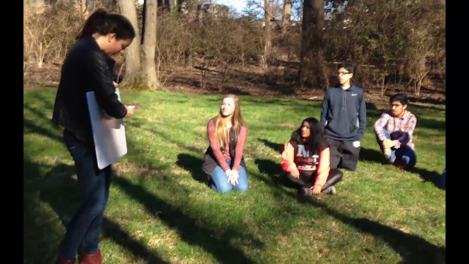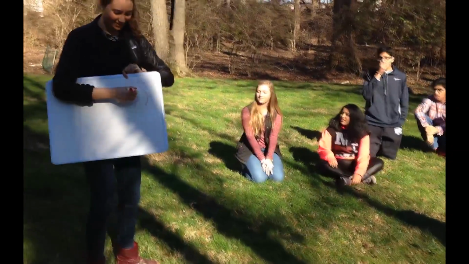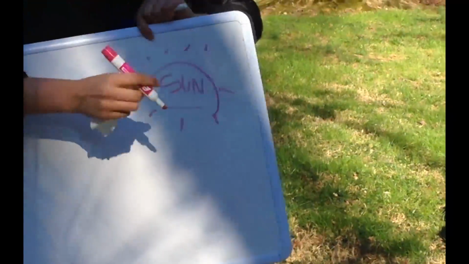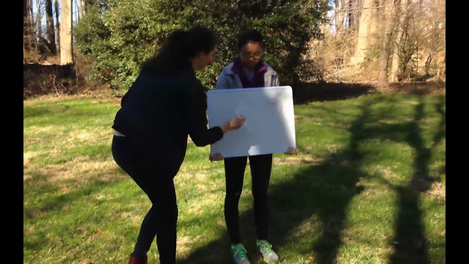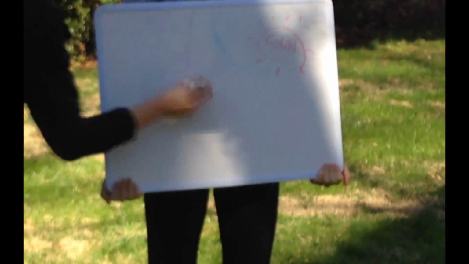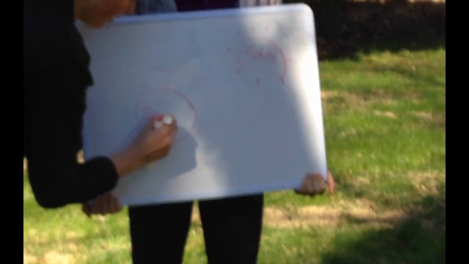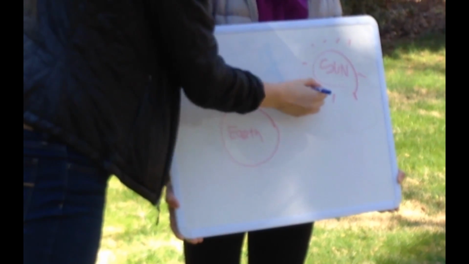I'm going to draw, so what's this? It's a sun. And I'm going to do the earth the same color. And you have the earth, and energy is going this way.